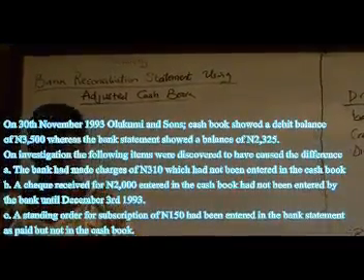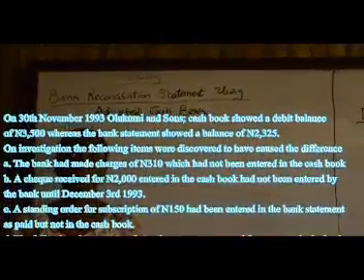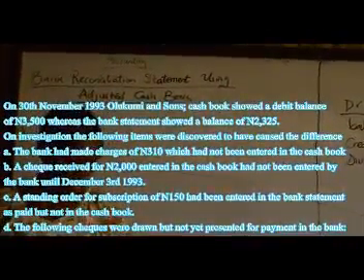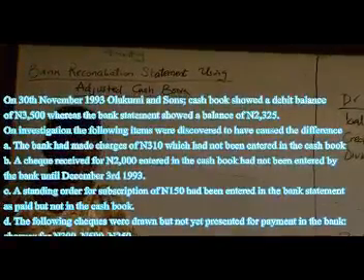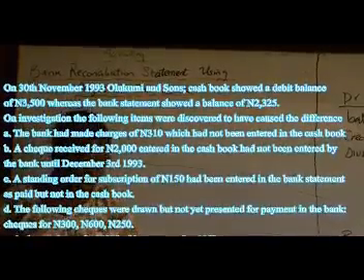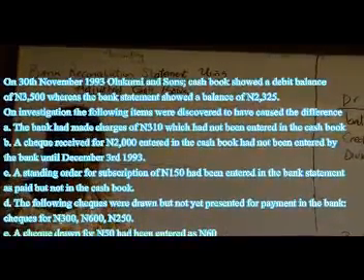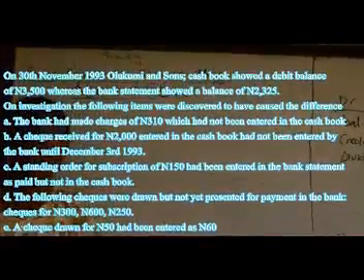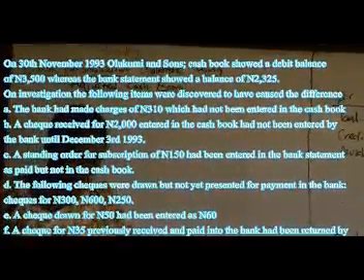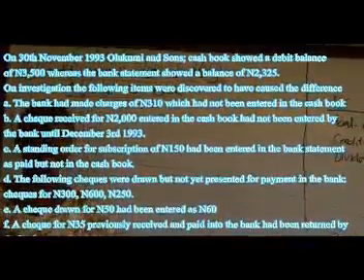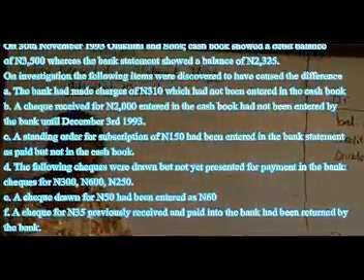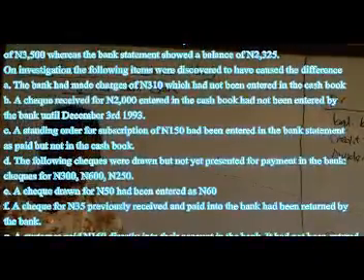It has been received and entered in the cash book by the business, but the bank has not yet credited it, okay? Now, third, a standing order for subscription of 150 naira has been entered in the bank statement as paid, but not in the cash book. So that's a standing order. The fourth one, the following checks were drawn, but not yet presented for payment in the bank. We have checks for 300 naira, 600 naira, and 250. That's our unpresented check.